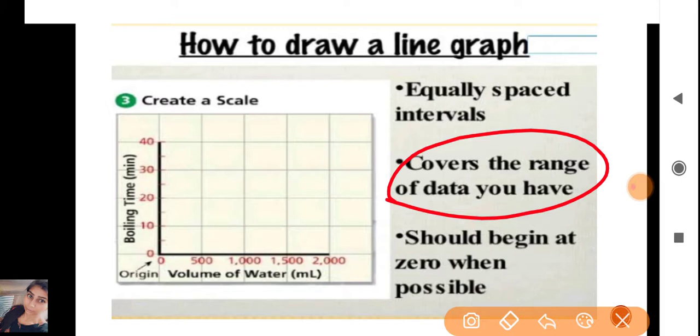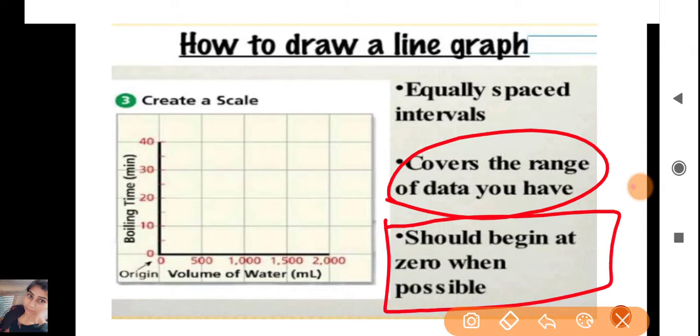The graph should begin at zero when possible. They have written that we need to try to start from zero only, but sometimes it is not possible for you to take zero in the graph. In that way we used to draw this crown. Whenever we start, suppose it is 0 here, and here it is 1000, and then it is 1500, 2000, something like that.